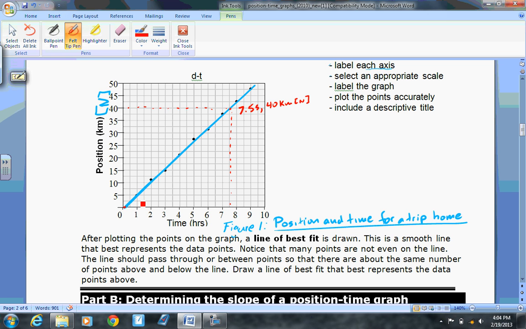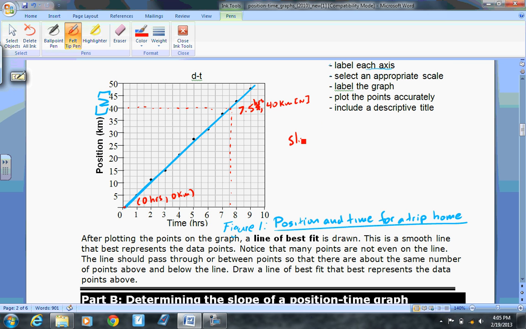Down here it's quite easy. We can see that we've got 0, should be hours actually, and 0 kilometers. So let me just change this to hours for the unit for time there. Now, when you're doing the slope of the line of best fit, remember that what we do is we find the rise over the run.